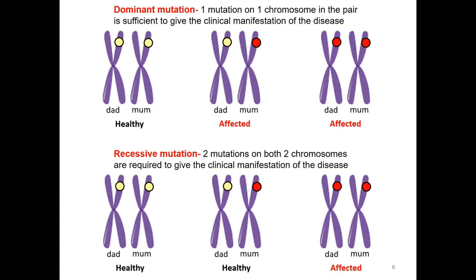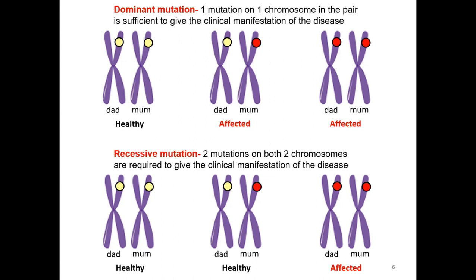So another important concept from genetics is that of dominant and recessive mutation. The dominant mode of inheritance means that we only need to have one copy of the mutation to get the phenotype, while in the case of a recessive mutation, we need two copies of the same mutation to get the phenotype.